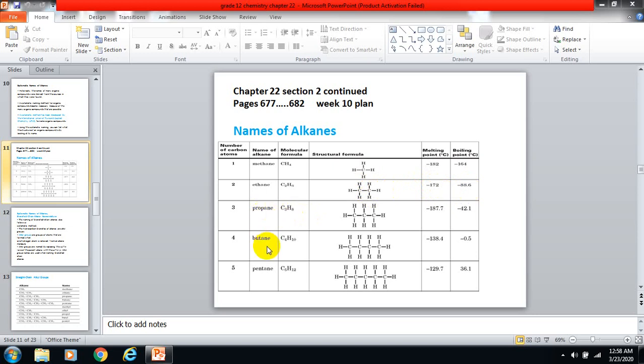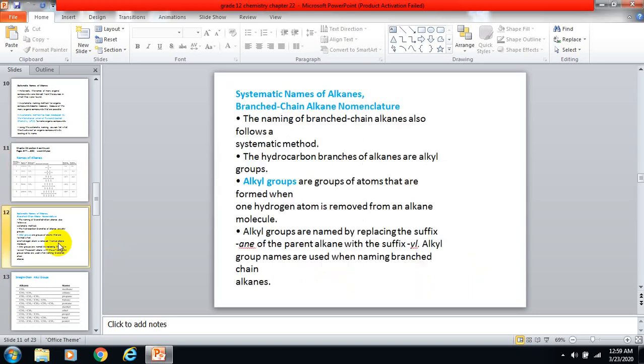Respectively, we have propane, butane, and pentane. These are the molecular formulas. These are the structure or branch formulas. These are the melting points, MP. Come to the second.